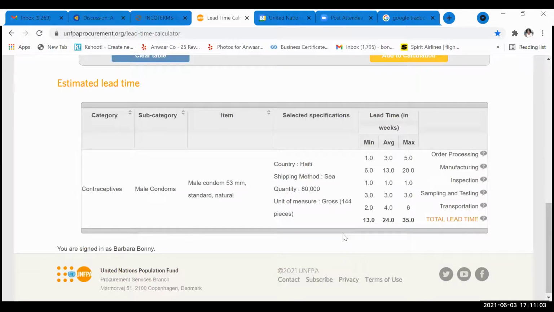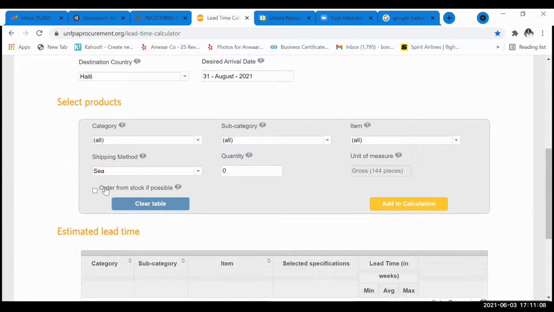And as I was saying, the field saying order from stock if possible is only for the kits that we sometimes pre-position, and it doesn't take that much. Maybe it might take 3 to 5 weeks to arrive, but it doesn't take long. And sometimes for some kits, they have to ship them by air, so we receive them quickly. But for those like condoms or medroxyprogesterone, it takes longer, and you can see that from the tool.